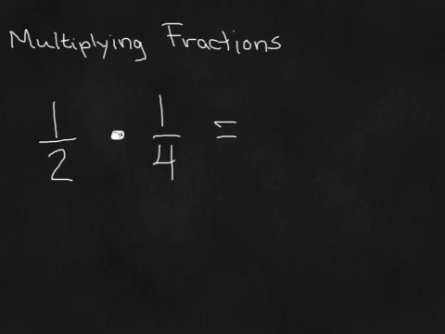As you can see here, we have 1/2 times 1/4. Now that we're in pre-algebra, we use a dot to show multiplication. So what is 1/2 times 1/4? Well, luckily in this problem, there is no simplification to be done. So we can go ahead and just multiply straight across. 1 times 1 equals 1, and 2 times 4 is equal to 8. So our answer for this problem is simply 1/8.